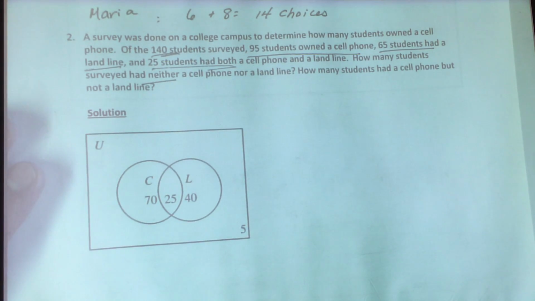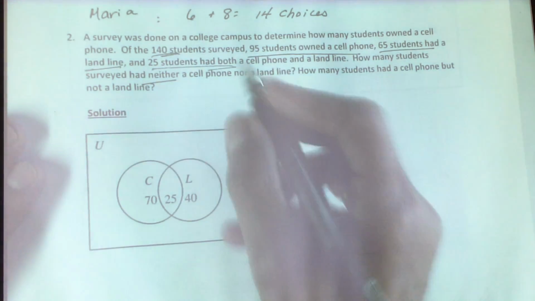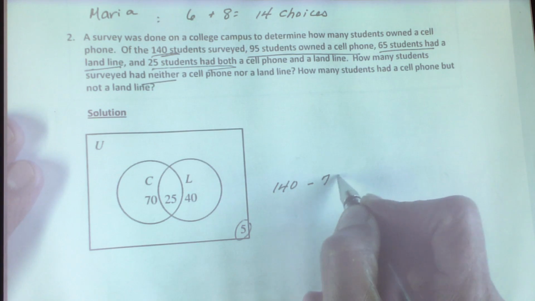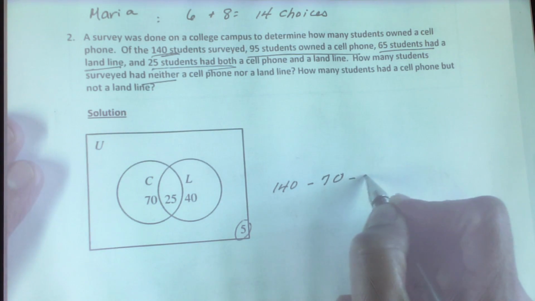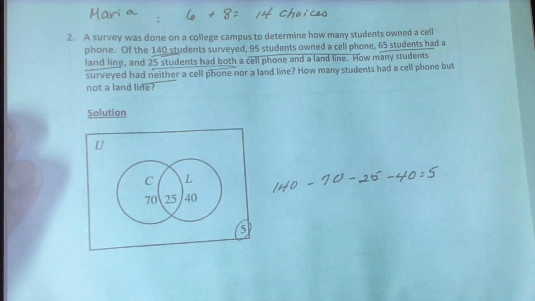So the question is, how many students surveyed had neither a cell phone nor a landline? In here you have 5. Again, why is it 5? Because you have 140 minus 70 minus 25 minus 40, which is 5.